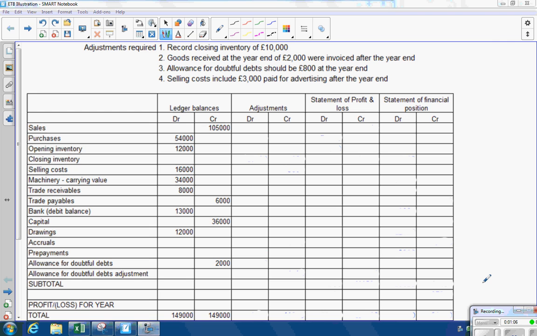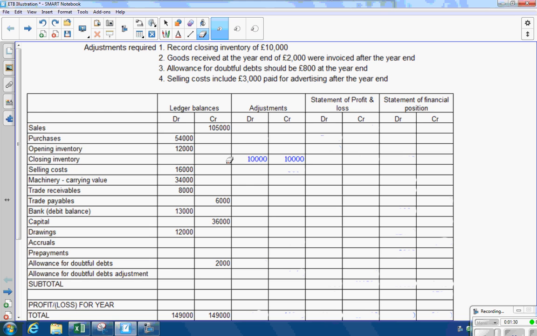We'll go to the debit column of our closing inventory and we'll enter £10,000 in the debit side. We'll also include £10,000 in the credit side of our closing inventory line. And that's our first adjustment.